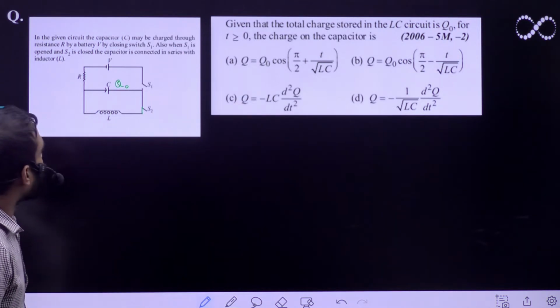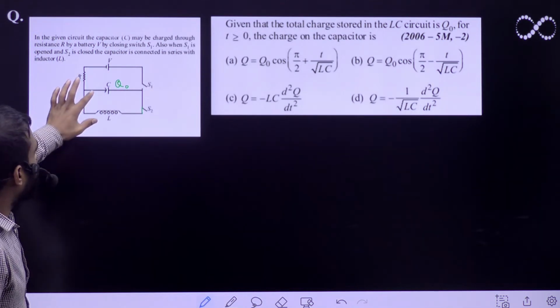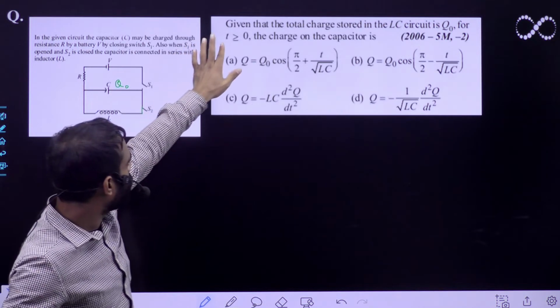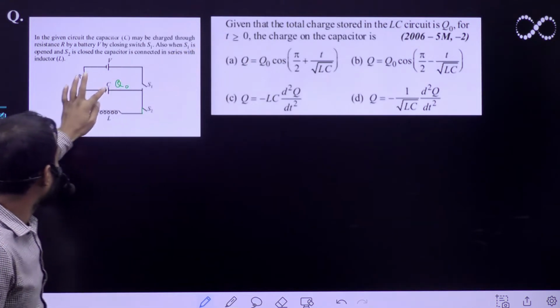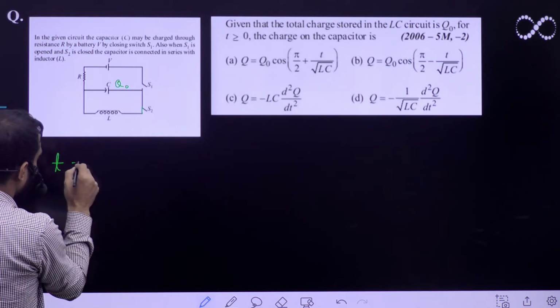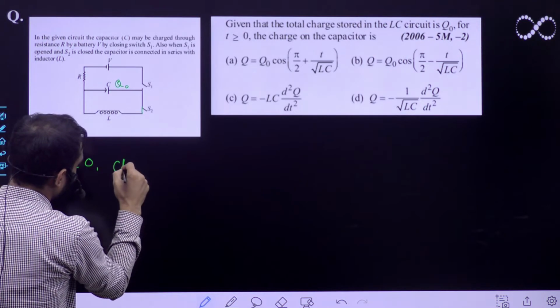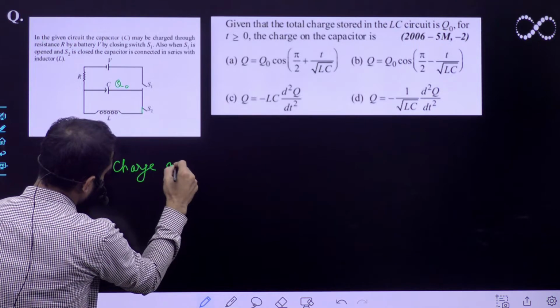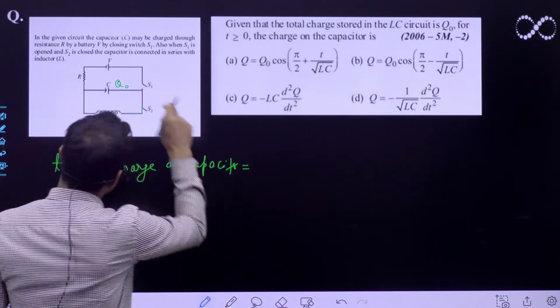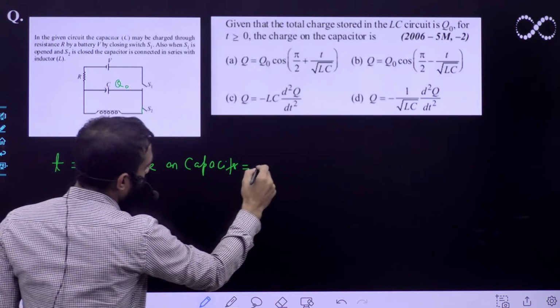So if I talk about option A, in this region when t becomes greater than 0, this charge will start decreasing. But at t equal to 0, the charge on the capacitor will be equal to the total charge. So that is equal to Q naught.